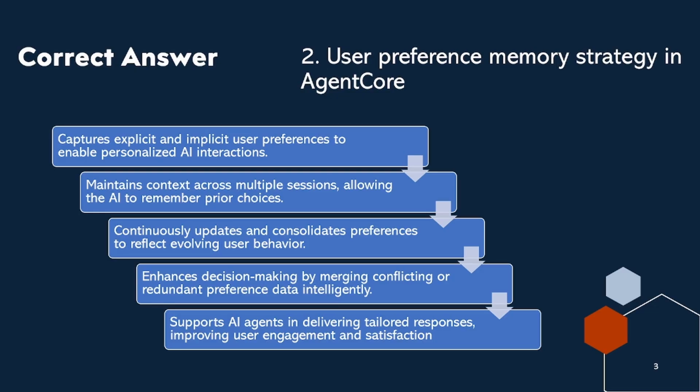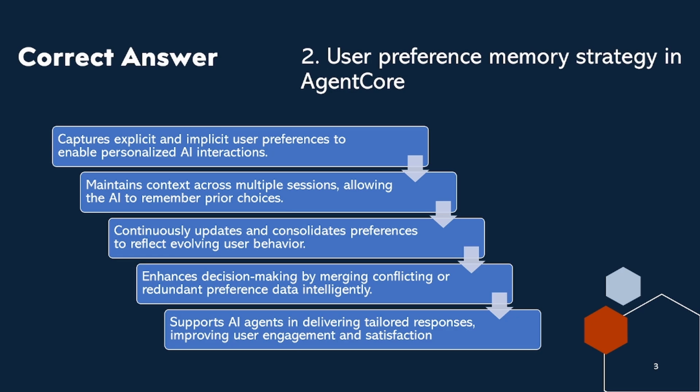Let's look into why. It captures explicit and implicit user preferences. Explicit preferences are directly provided by users, like favorite topics, settings, or choices. Implicit preferences are inferred from user behavior, such as frequent commands, click patterns, or interaction style. Together, they allow the AI agent to understand what a user wants without needing repeated instructions.